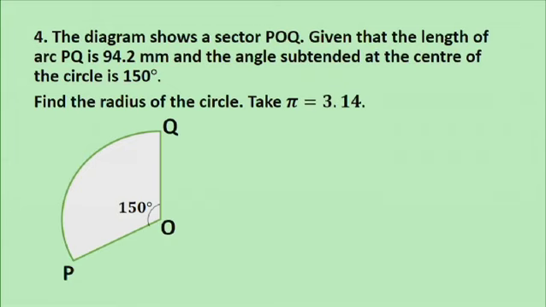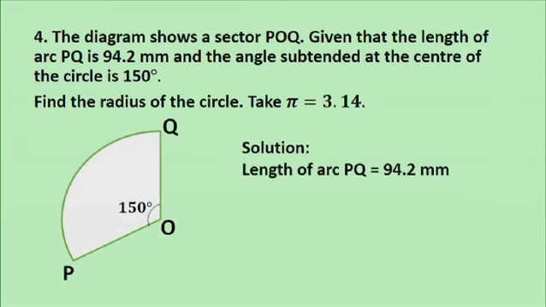Example 4. The diagram shows a sector POQ. Given that the length of arc PQ is 94.2 millimeters and the angle subtended at the center of the circle is 150 degrees. Find the radius of the circle. Here we are going to take pi as 3.14.